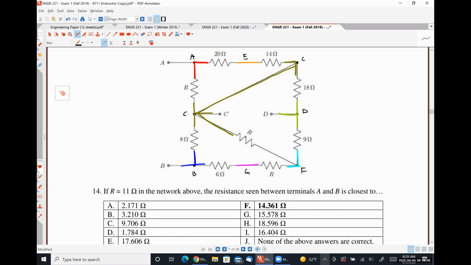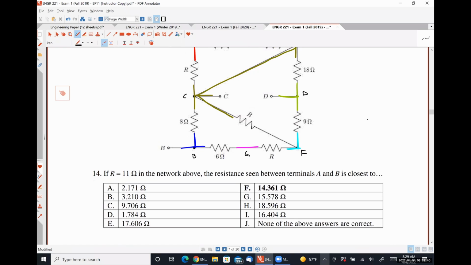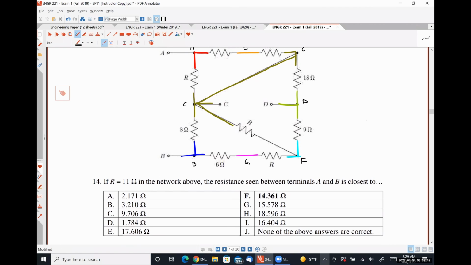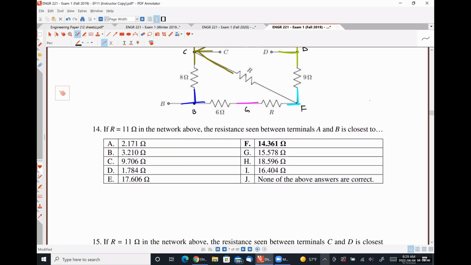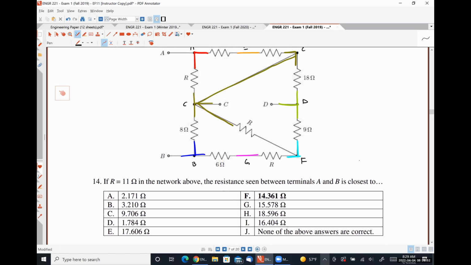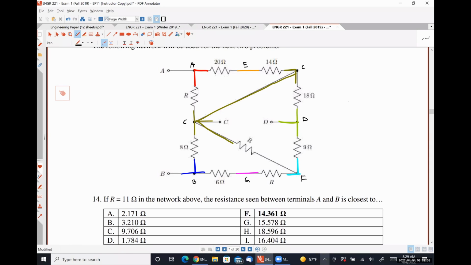Okay. So we're looking for the resistance between C and D. So I'm going to put C over here and D over here. And there is one direct path, right? To go from C to D directly is just the 18 ohm resistor.